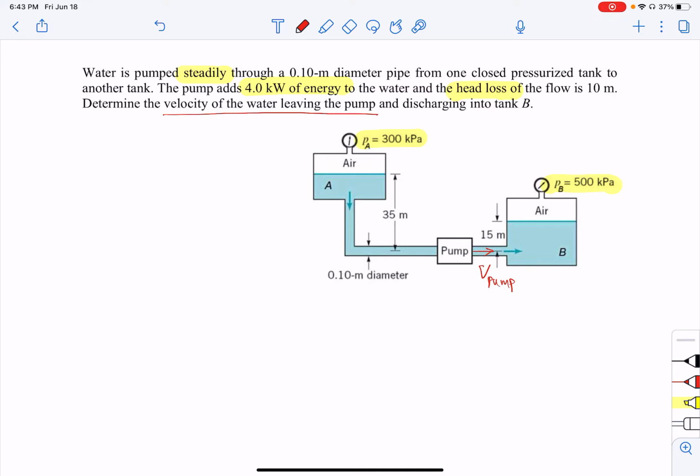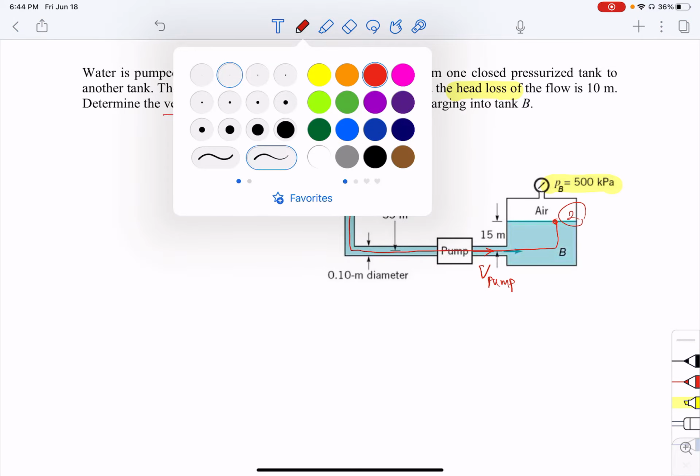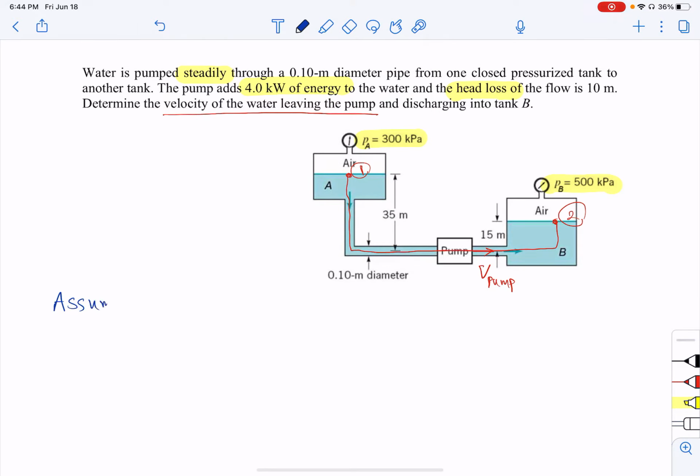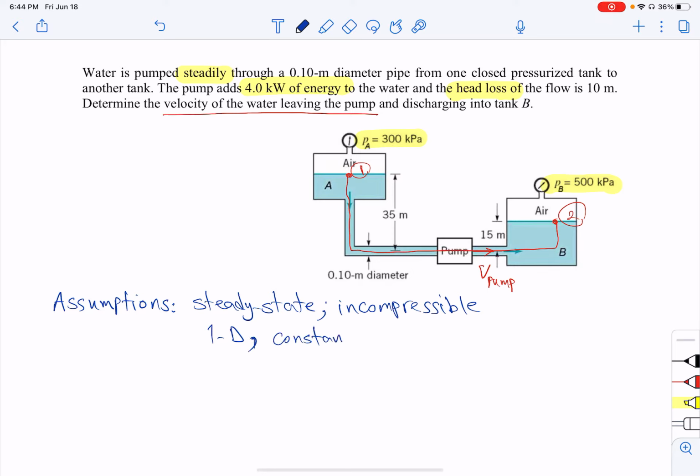Now if we have a system where flow is coming from here to here, right? Let's just name this one as 1 and this section as 2. The assumptions that I want to make here are steady state, incompressible flow, and also 1D, I mean uniform, and then we have constant properties.